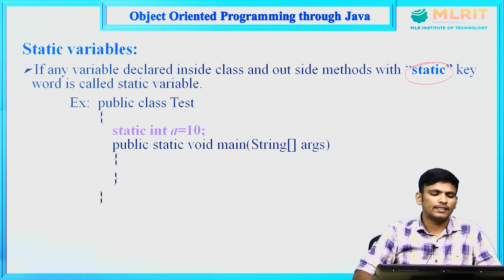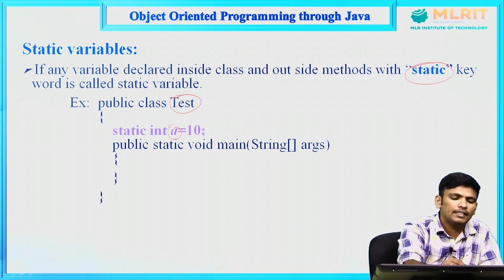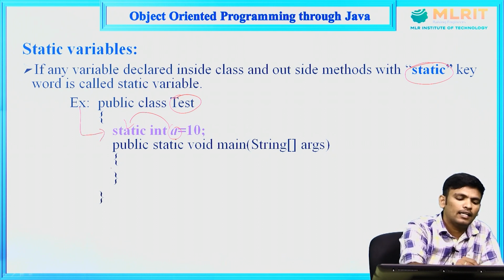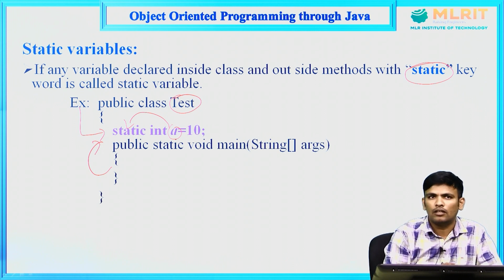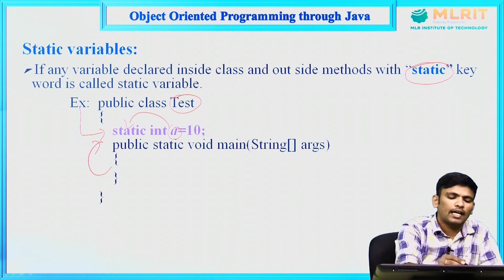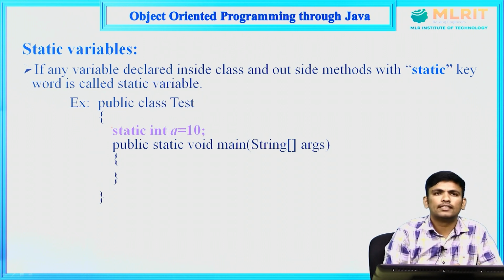Suppose you take an example. Here I have a class, the class name is Test. Now this class has a variable. The variable is A, and this A is declared with a static keyword, and this variable is declared inside a class and outside of the method. So simply, if any variable is declared inside a class, outside of the method, with a static keyword, then it becomes a static variable. So here A is a static variable, because we mentioned it with a static keyword.